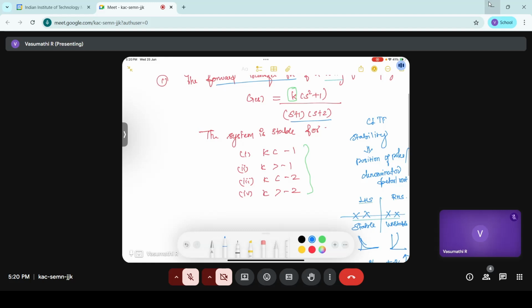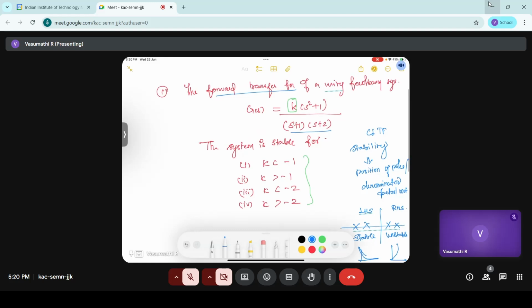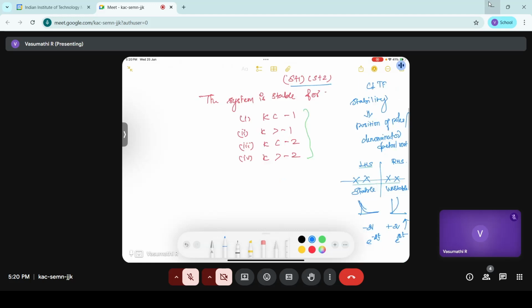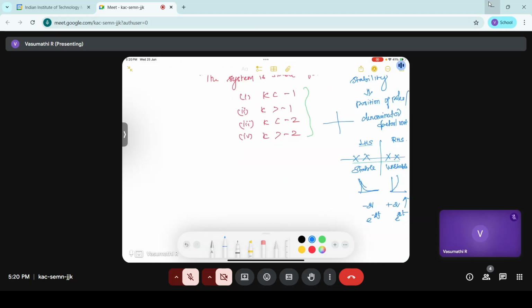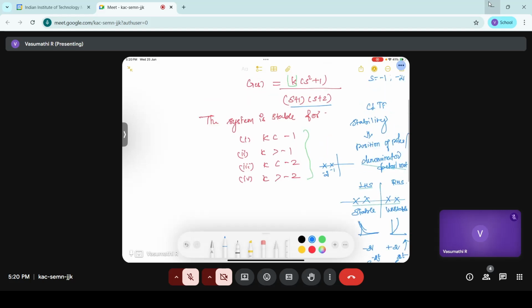Okay, now if I look into this, what are all the pole locations? S equal to -1, one pole, S equal to -2, one pole. So both the poles lie in the left half of the S plane, right? -1, -2. Can I conclude the system is stable always? Will it be correct, or what is the catch here?